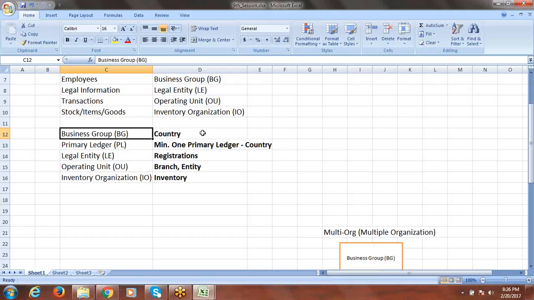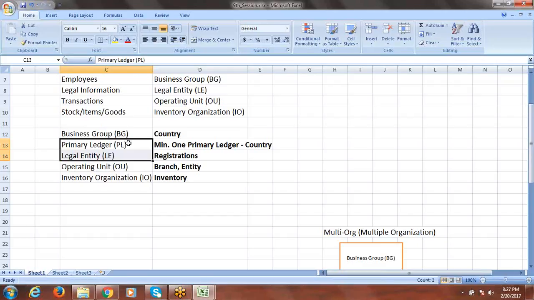Sorry to interrupt you here. Is there any thumb rule? Should there be a one-to-one relationship between PL and LE? Can one PL have multiple LEs assigned, or can one LE be assigned to multiple PLs? No, I am not coming to that. Okay, you are switching to the next point. Okay, fine, good.